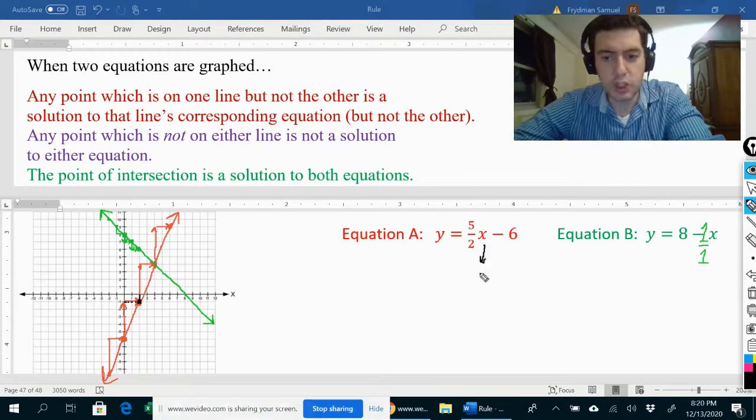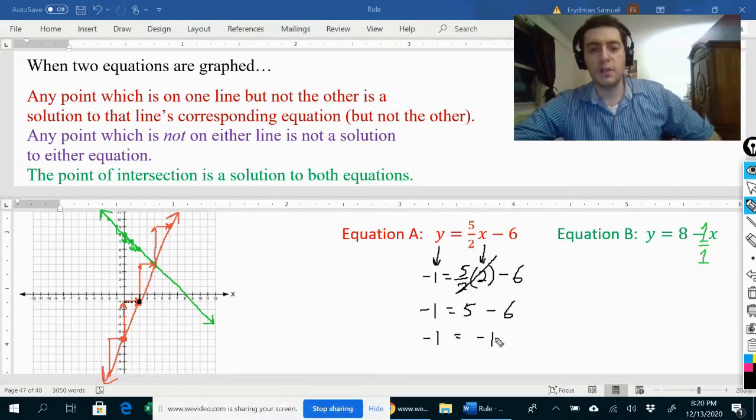So x is 2 and y is -1. So I get -1 equals 5/2 times 2 minus 6. So these 2s can cancel out, and I have -1 equals 5 minus 6. And 5 minus 6 is -1. So I get -1 equals -1. All right, both sides match. So yes, (2, -1), when I plug it in, I can see that this is a solution to equation A.